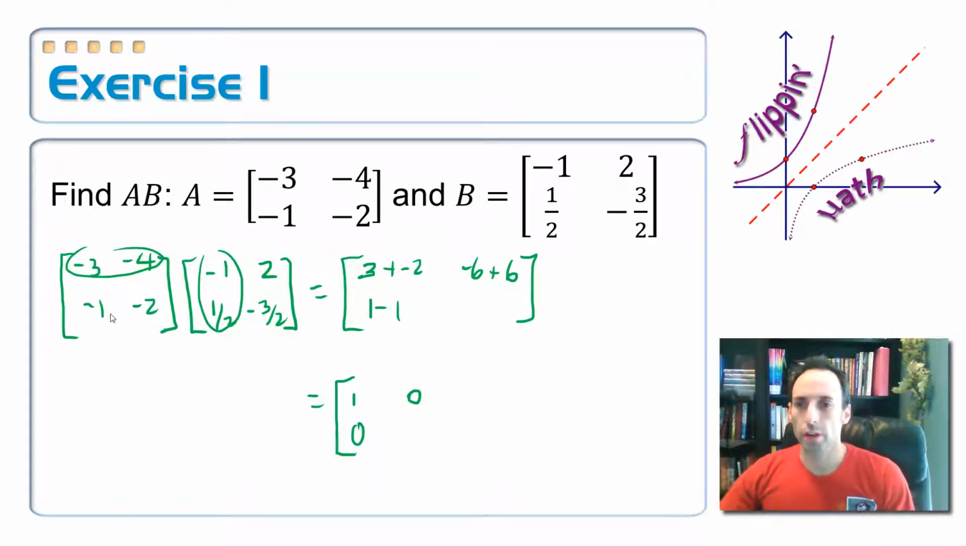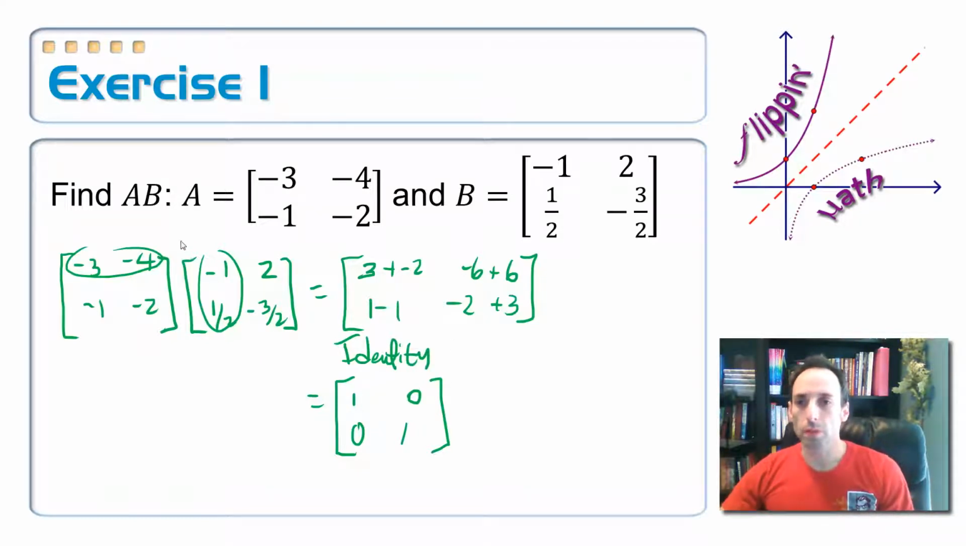And finally, -1 times 2 is a -2, and -2 times a -3 halves. The 2 goes into the 2 one time. They basically cancel out, leaving me with a positive 3. Oh, and that's the number 1. Hey, look what we just got back. We got the identity matrix.